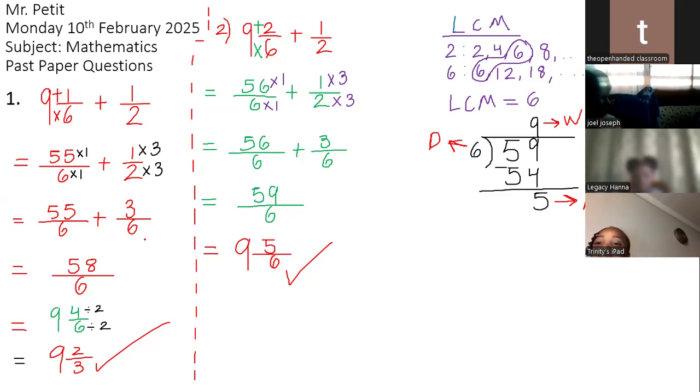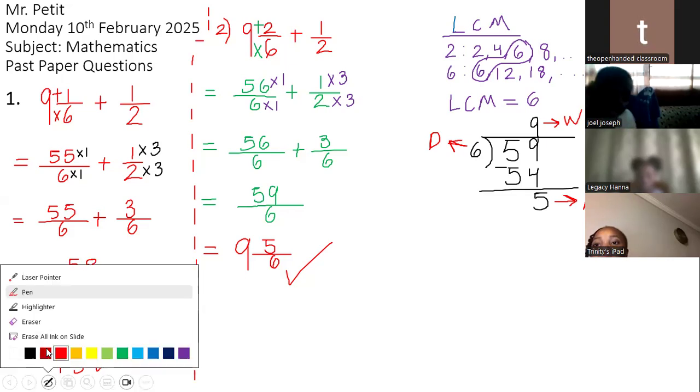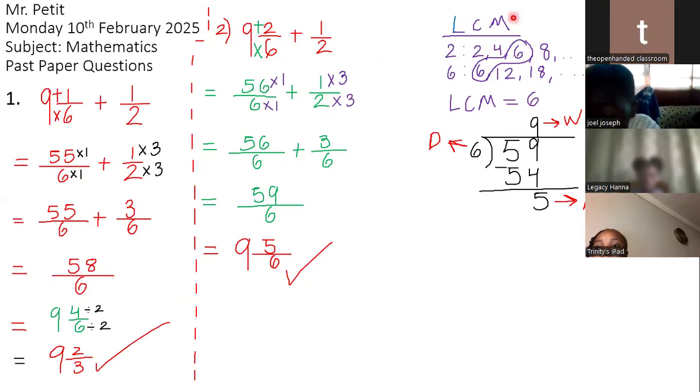So, where do you find the LCM? Okay, we find the LCM because we need to make the denominators the same. Here, this is denominator 6, denominator is 2. So we find the LCM, which is 6. We find the LCM so that both of them could be the same. So this could be 6 and this could be 6. All right, that's why.